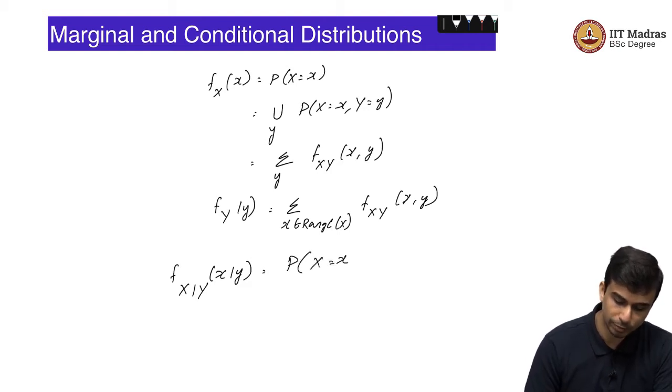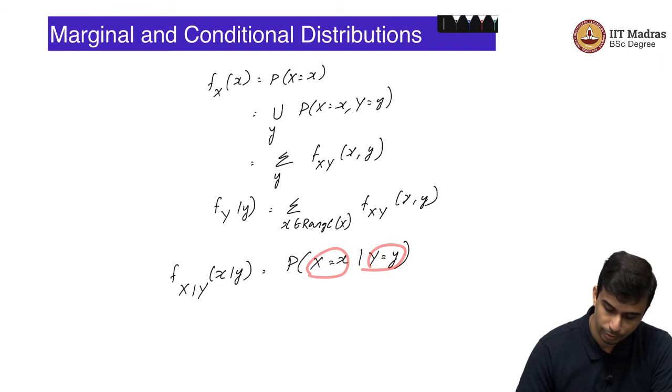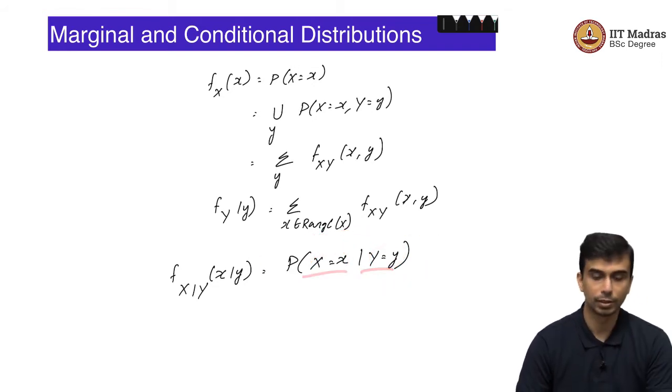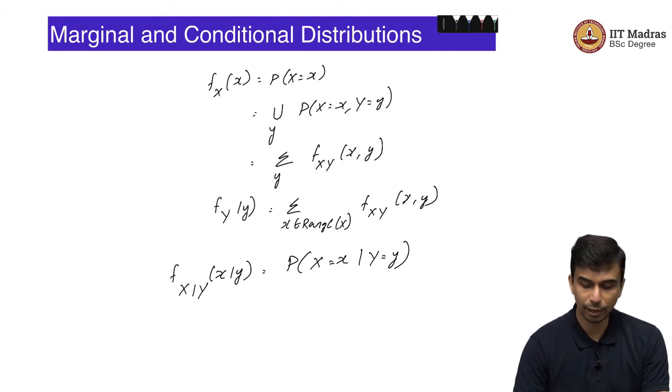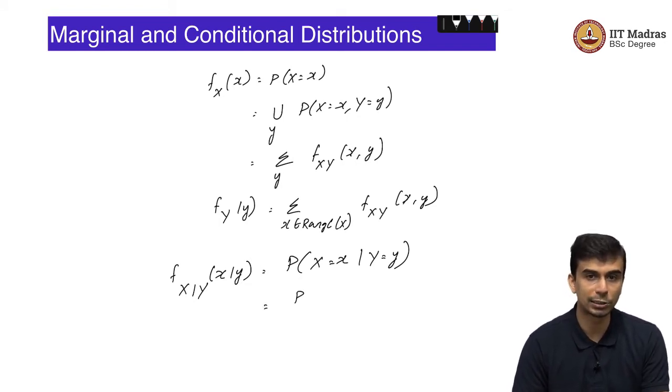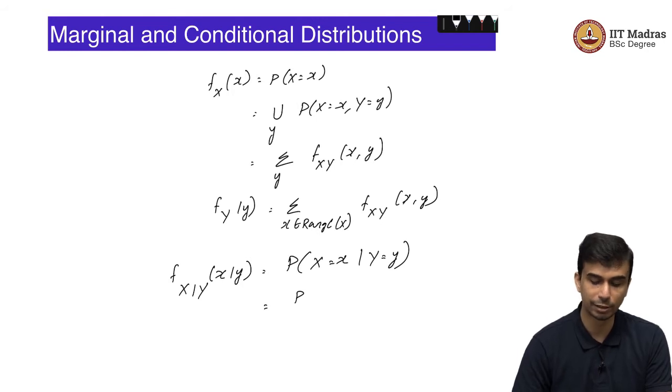f_X|Y(x|y) is simply the probability of X equal to x given Y equal to y. X equal to x is an event and Y equal to y is also an event. So this is a valid probability statement, right. On the left-hand side, both of these are events. We already know the conditional probability of events, this is the definition.